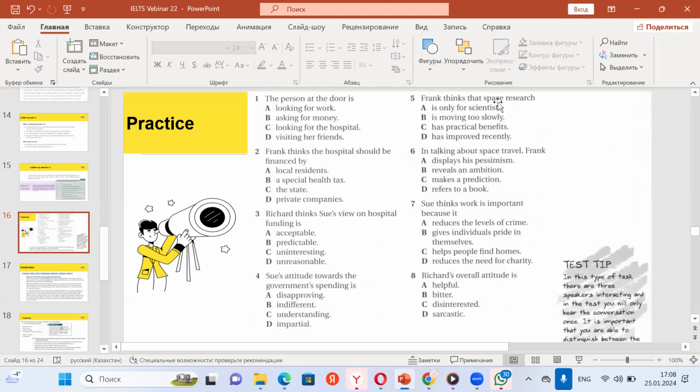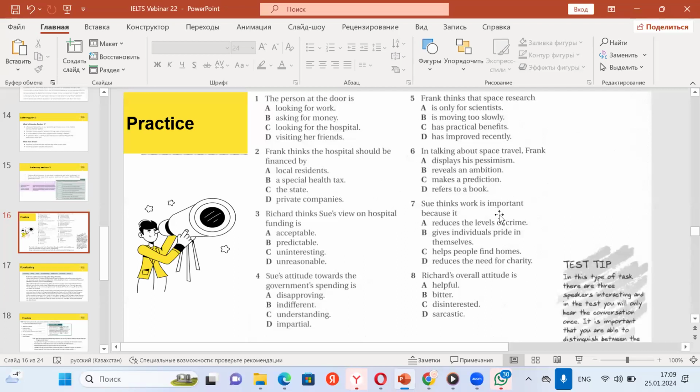Four more tasks. Frank thinks that space research is only for scientists, is moving too slowly, has practical benefits, or has improved recently. In talking about space travel, Frank displays his pessimism, reveals an ambition, makes a prediction, or refers to a book.